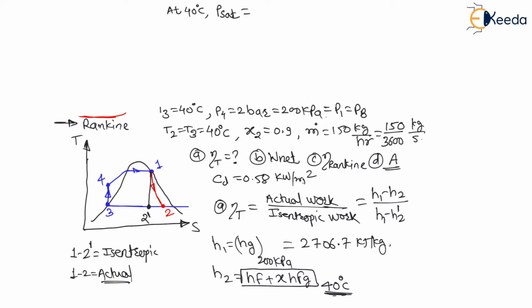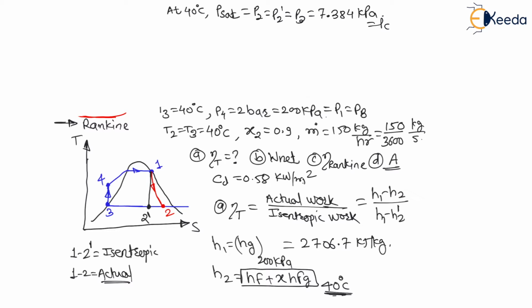which is nothing but the pressure at 2 as well as 2 dash as well as 3, because it is a constant pressure process, because it is a condenser. 2 to 3 is a condenser. Therefore P sat, which is nothing but P2, which is nothing but P2 dash also, which is nothing but P3 also. Here I am finding this value as 7.384 kilopascal. This is the condenser pressure, Pc also we can write.